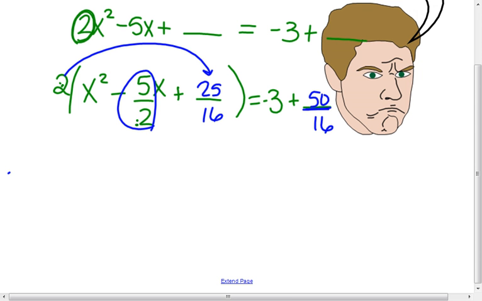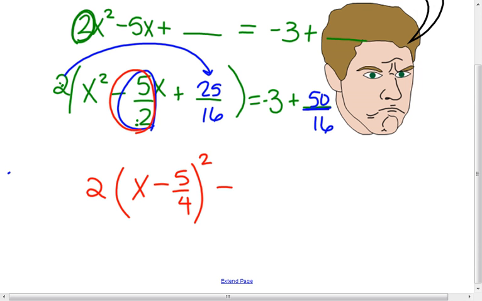Okay, now, here we go. I have this 2 out in front. And then remember, you're going to get this by finding half of that middle number. Half of negative 5 halves is negative 5 fourths. So this is going to be negative 5 fourths squared. And then I need to take negative 3 plus 50/16. So you can do that on your calculator, negative 3 plus 50/16, or you can get a common denominator.